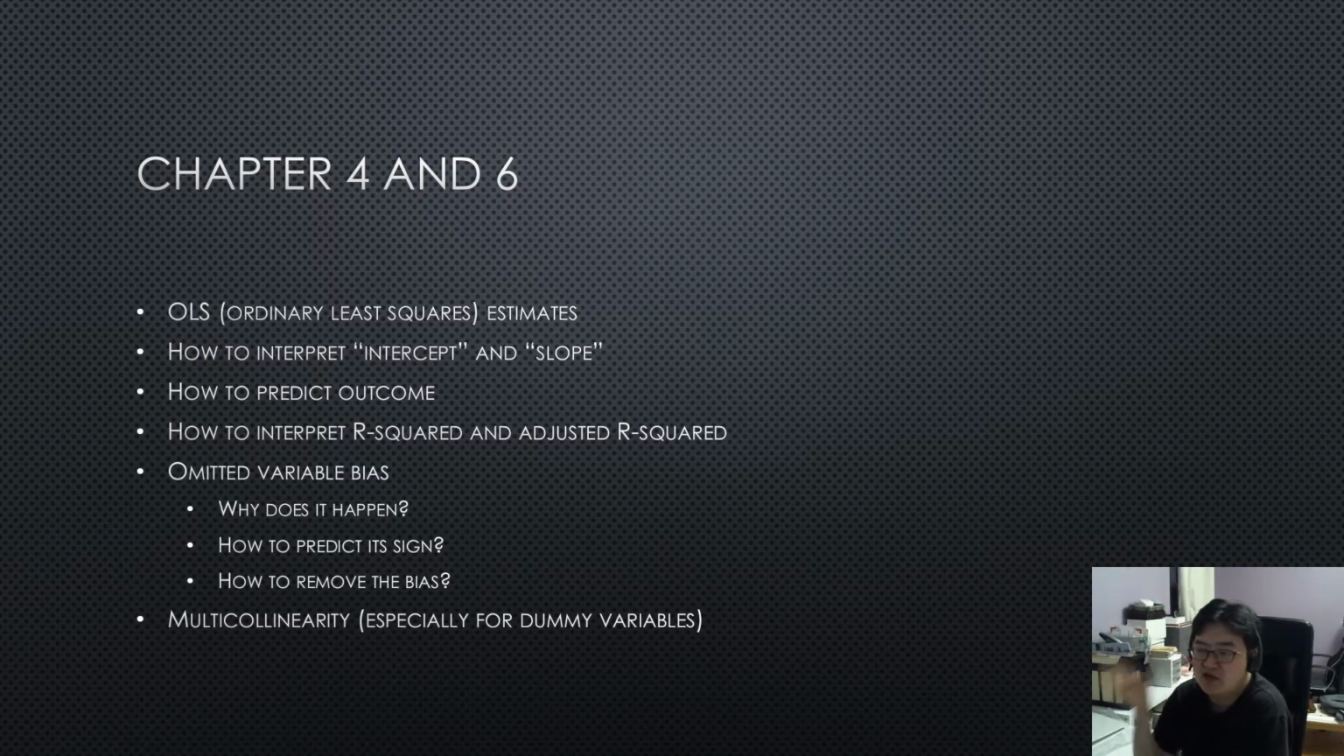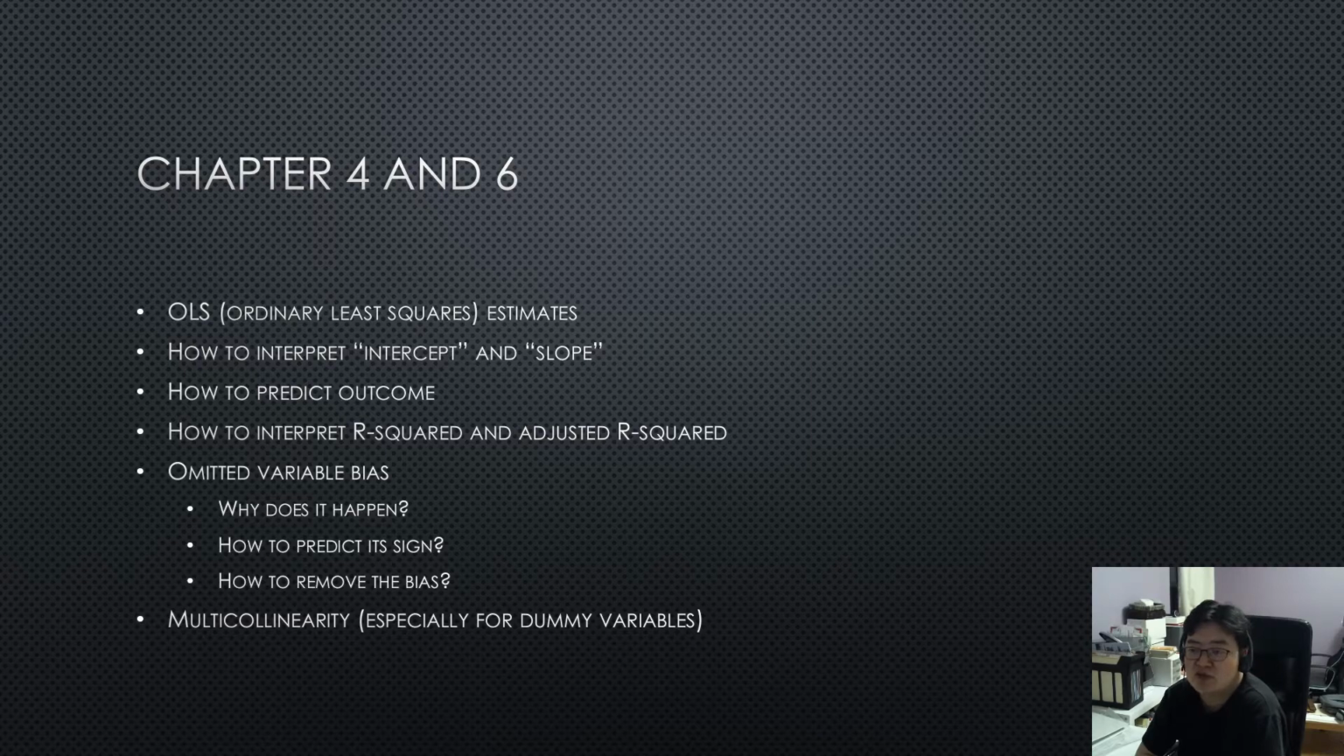The terms are intercept and slope, and to estimate the model, we usually use the ordinary least squares method. Ordinary least squares estimates are what you see in the Stata results, Stata tables. You just need to understand the idea of the OLS method, not the algebra. Based on the results, you should be able to interpret the estimated intercept and the estimated slope.